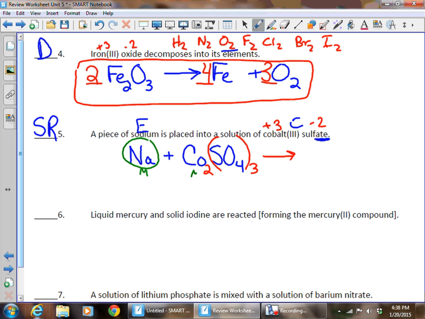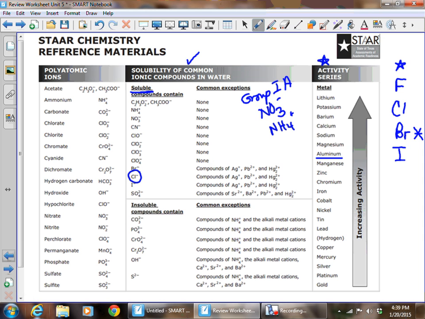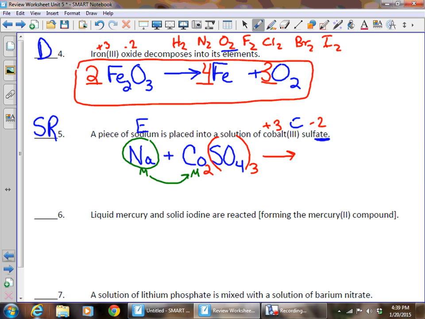Cobalt's also a metal, so that's who it's going to try to bump out. Can it bump out cobalt? Let's look on our list. Can sodium bump out cobalt? Here is sodium. Here is cobalt. Yes, it can. Sodium is definitely stronger than cobalt is, so it can bump it out. We only look at that activity series for our single replacement reactions. So since it can bump it out, this will react.